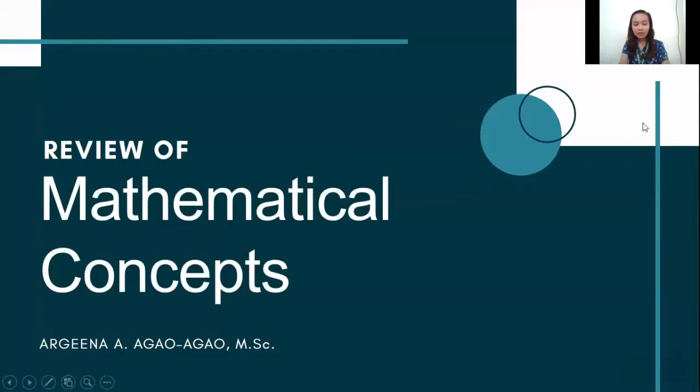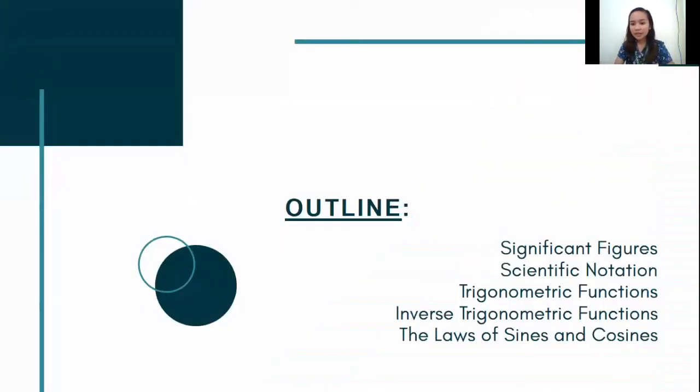So today we are going to discuss the review of mathematical concepts. Basically, this is just reviewing your background on the different mathematics that we are going to use in our subject. So for the outline, we have the significant figures, scientific notation, trigonometric functions, inverse trigonometric functions, and the laws of sines and cosines. Okay, so let's start with the significant figures.